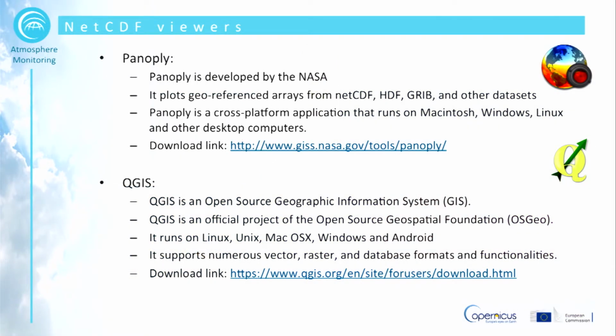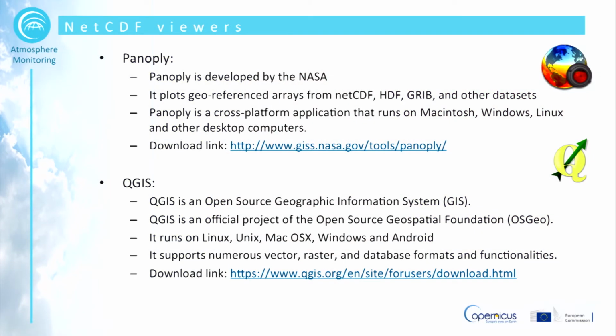The second viewer is QGIS, an open-source geographic information system. QGIS is an official project of the Open Source Geospatial Foundation. It runs on Linux, Unix, Mac, Windows and Android. It supports numerous vector, raster and database formats and functionalities. You can download it from the link in the slides.